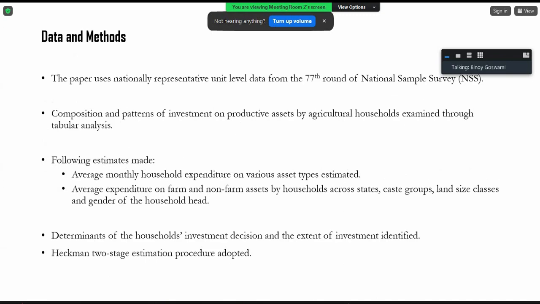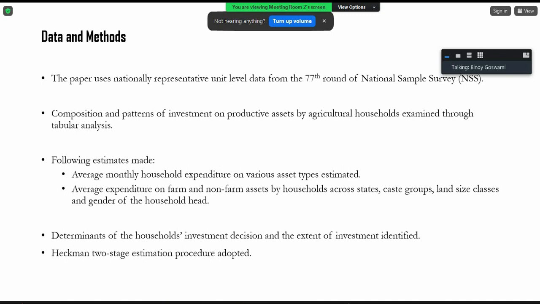We use nationally representative unit level data from the 77th round of the National Sample Survey. For the first two objectives, that is to understand the magnitude of investment as well as variation, we estimate average monthly household expenditure on various asset types. And also, we look at these expenditures on the farm and non-farm assets across states, caste groups, social groups, and the gender of the household's head, and so on. And then finally, we identify the determinants of the household's investment decision and the extent of investment.